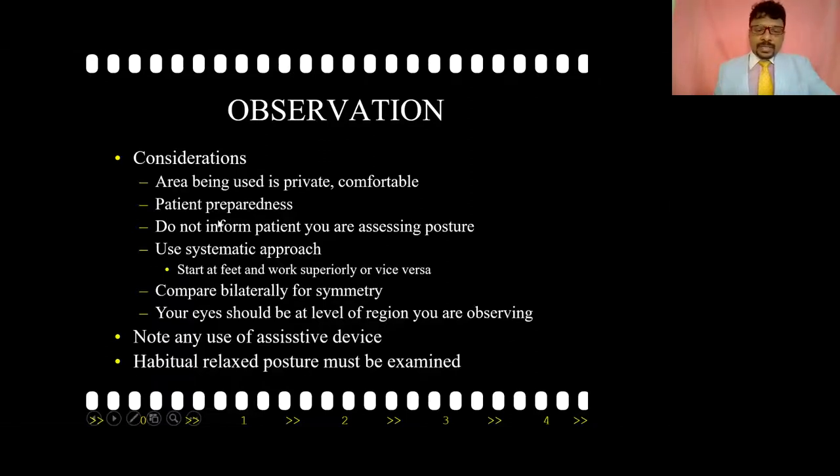Here we have to use a systematic approach. Start at the feet and work superiorly or vice versa. That means we start from the bottom, distal to proximal, or proximal to distal, from toe to head or head to toe. But we have to observe clearly and identify the abnormality in the posture. Compare bilaterally for symmetry. We have to compare the right side as well as the left side, both.